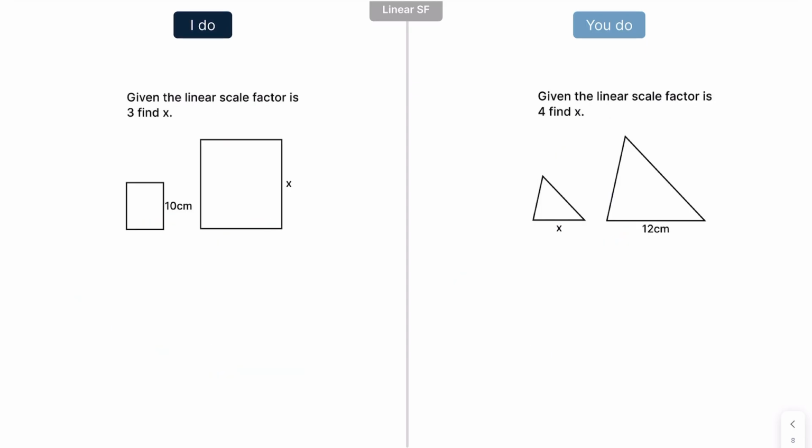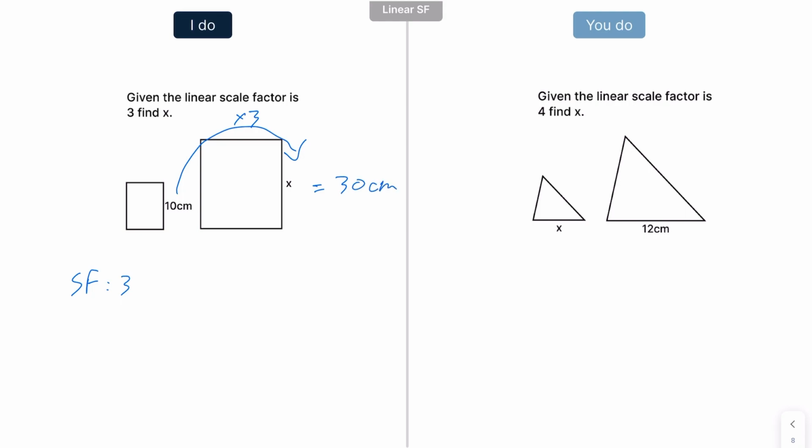So in this case, we've been given the scale factor in the question. So we've been told that the scale factor is 3. So now we just need to think, is the shape getting smaller or bigger? Well, to go from here to here, the shape's getting bigger. So we are going to multiply by 3, and that is 30 centimeters. And again, in this case, please press pause now to go.